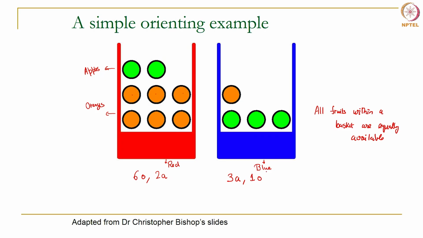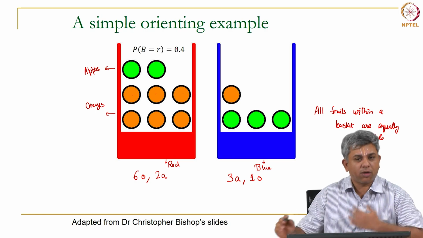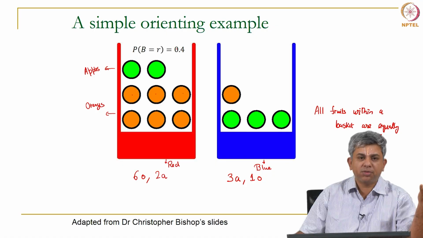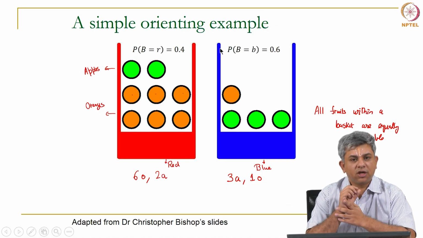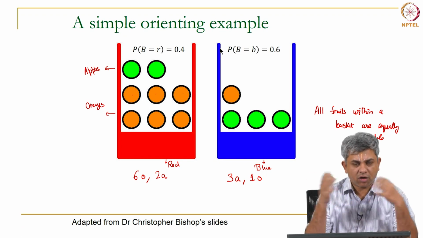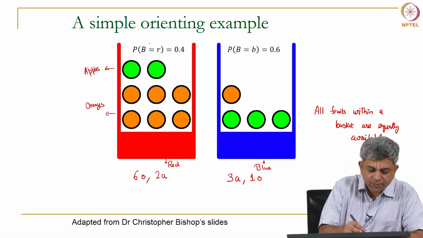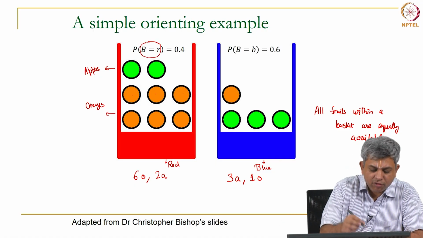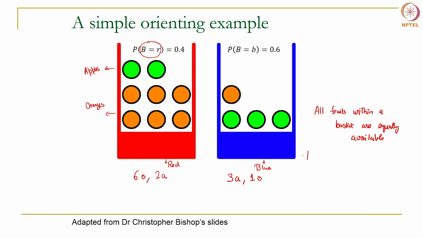Further, assume that your choice of one basket or the other is not equally probable, but that the red basket you pick up with a probability of 0.4, that is 40% of the times you will pick the red basket and 60% of the times you will pick the blue basket. So, you are not going to pick a basket with equal probability. Notice this notation, probability of B equal to R, this we looked at in the last video.